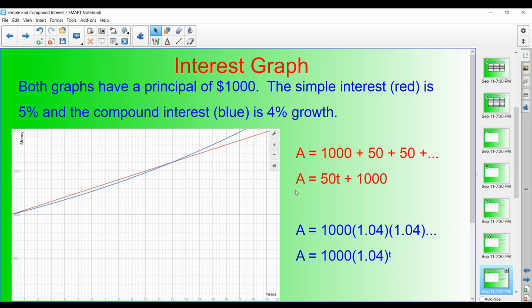Now, in the next lesson, we're going to learn how to utilize these equations to figure out how much money I have depending on the parameters of the interest, the time, and how many times it compounds.